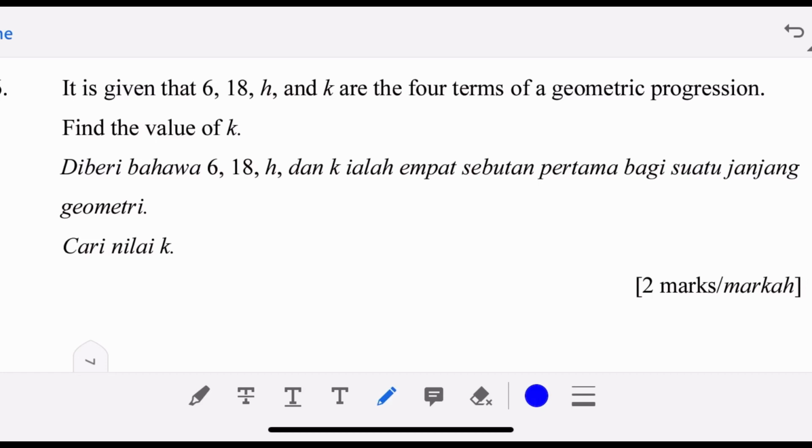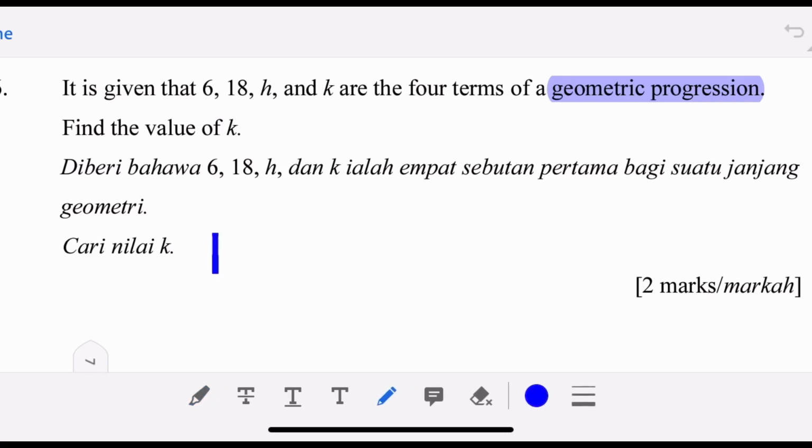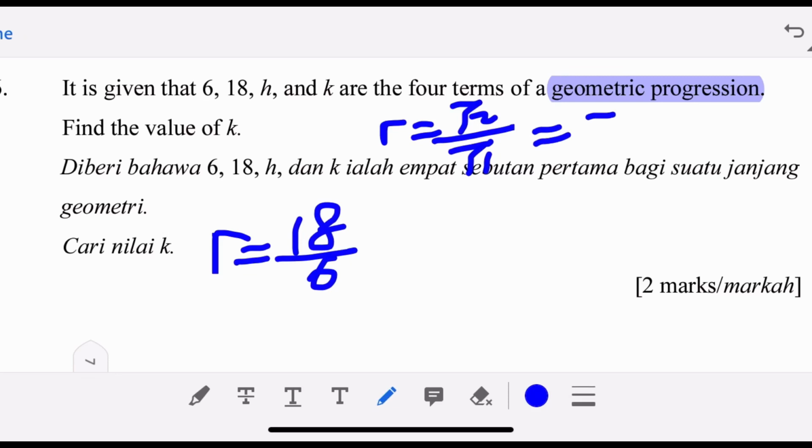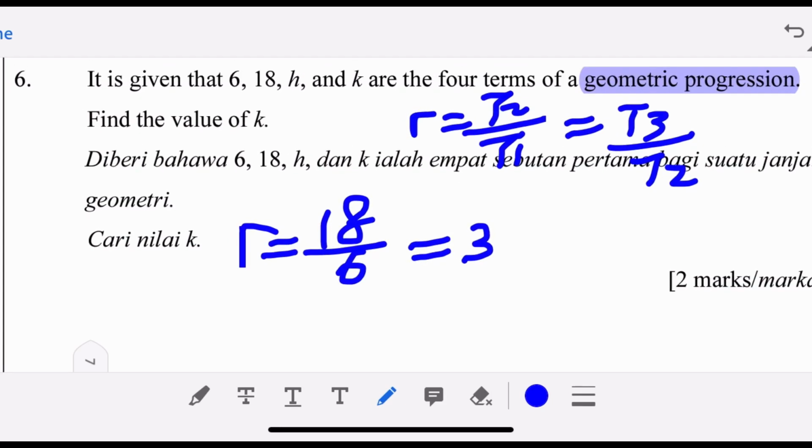Alright, okay, for 4 students, you are studying AP this year and GP this year. So let's have a look at this one. It's about geometric progression. So you are having the R is 18 over 6, T2 over T1, and then you can say R is T3 over T2, but we will find the common ratio first. And then because the K is the fourth term, the fourth term is ar to the power 4 minus 1, so you can substitute.